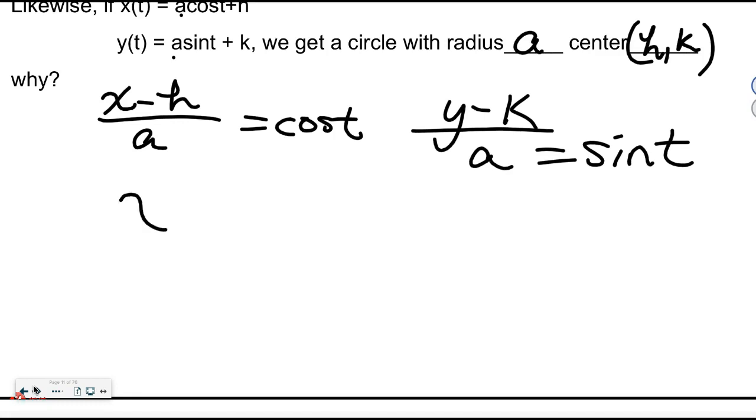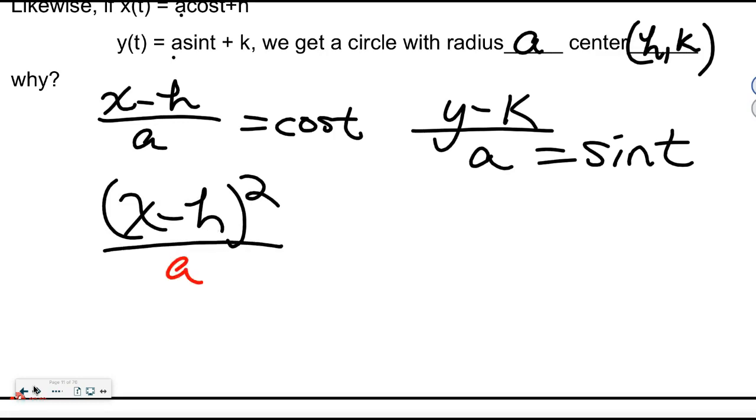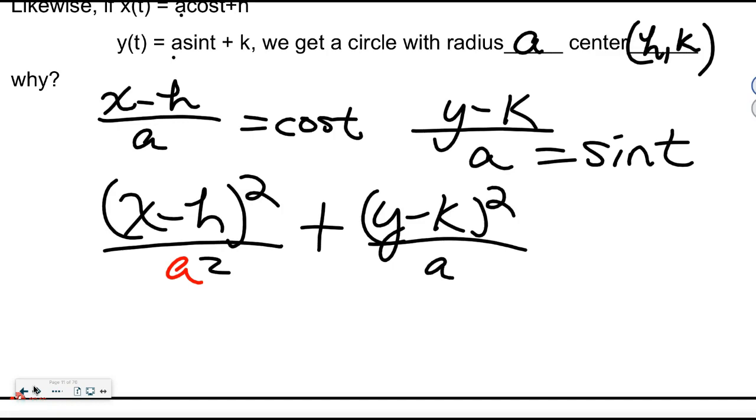Square them. So watch, I get that x minus h squared over a squared plus, am I writing too fast? I feel like I'm writing really fast. You're keeping up? All right, because I want to give you a lot of time to work if I can. All right, and what does this have to equal? 1. So what am I going to multiply through by?